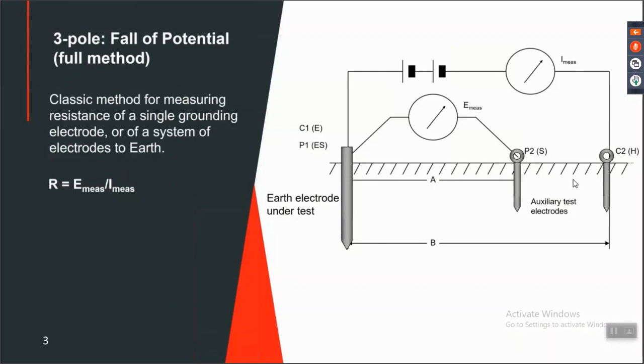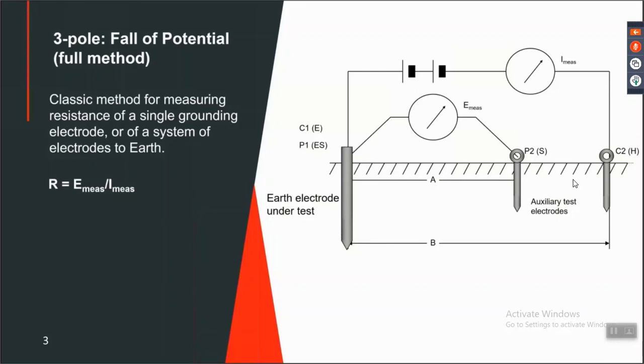The first method is triple or fall of potential. This is the fall of potential method. This is very common, and I believe some of you may already be familiar with this method. This is the classic method for measuring resistance of a single grounding electrode or system of electrodes to earth.